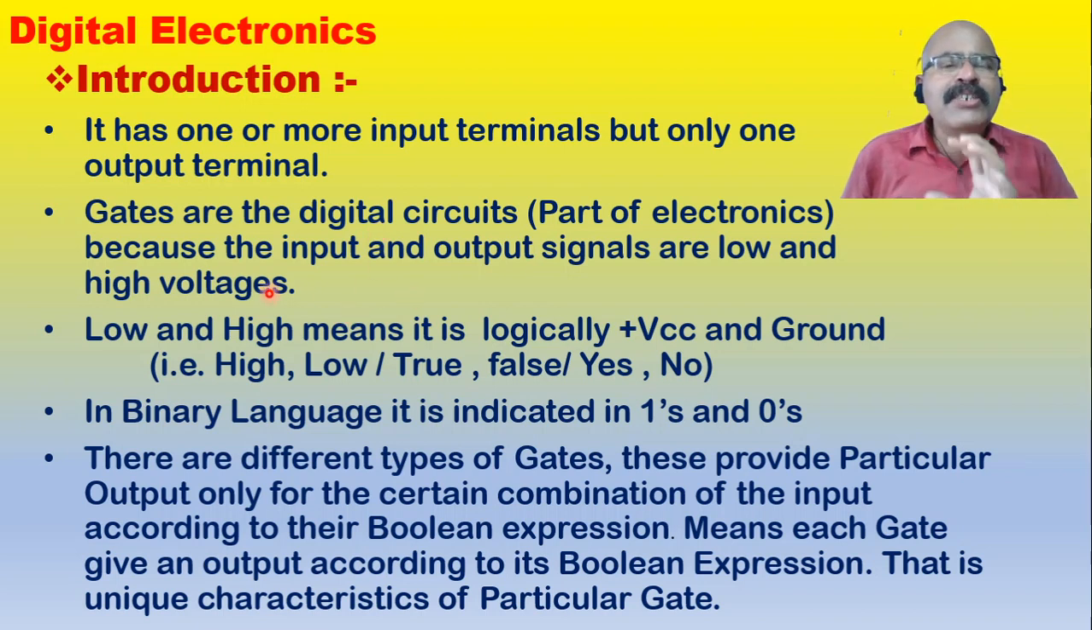In logical language, 1 will be known as high, true, presence of signal, plus VCC. So 1 is high, it is true, it is the presence of the signal, and it is VCC. And low, zero, is logically explained as the absence of the signal. That is off, false, or ground. Ground means zero signal.